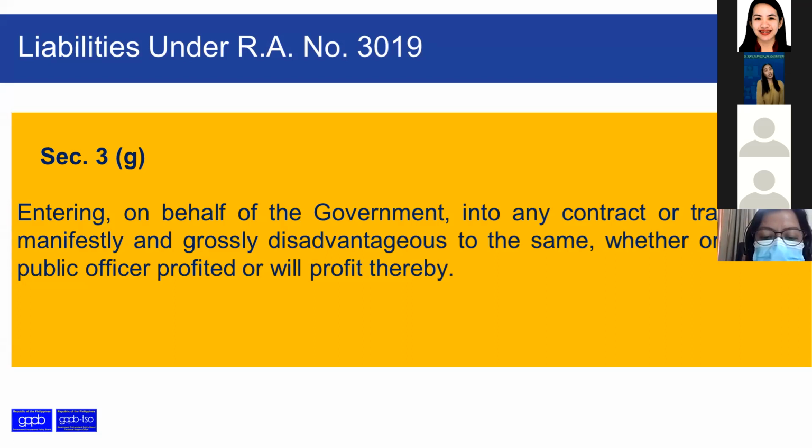Anyway, ito din. Entering on behalf of the government into any contract or transaction manifestly and grossly disadvantageous to the same. So sabihin natin, this provision covers all procurement transactions with overpriced contract amount. This is because any overpriced transaction is grossly disadvantageous to the government. Hindi ibig sabihin walang bidding, grossly disadvantageous to the government na yan.